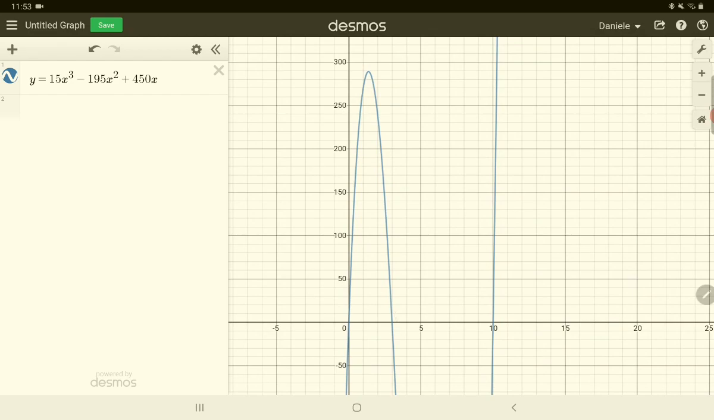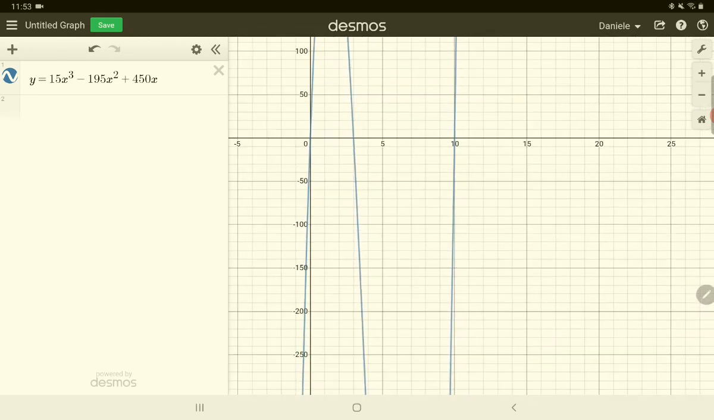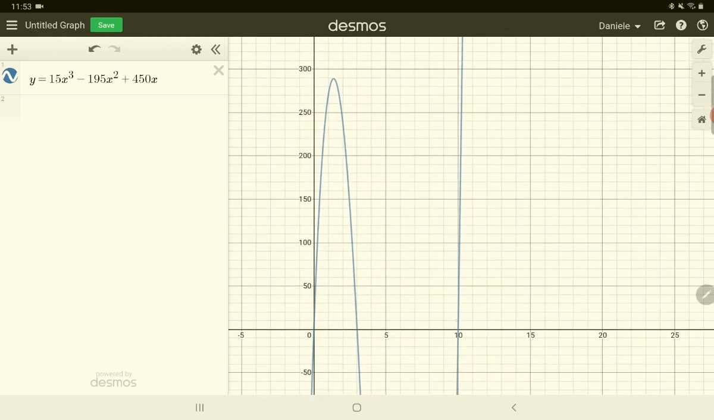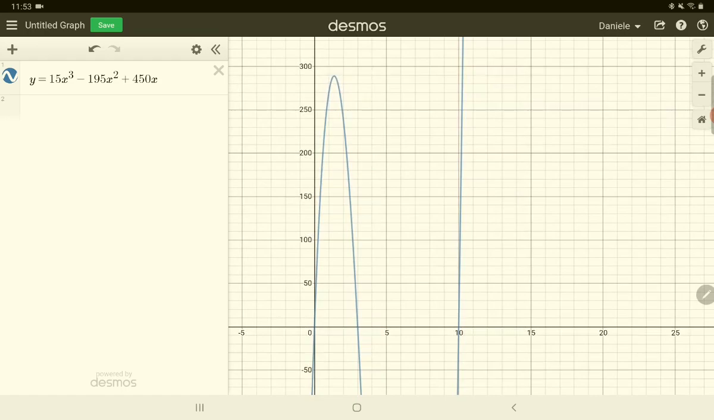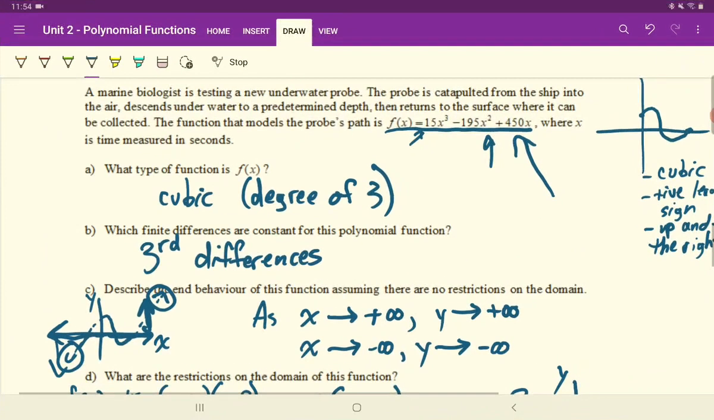Okay, so again, here's what we're concerned with. It gets catapulted at 0, gets catapulted up into the air. It drops back down, it goes underwater. I'm not too concerned about how far down underwater it goes. And then it pops back up at 10, after a time of 10. I believe that was 10 seconds? Yeah, where x is time measured in seconds.